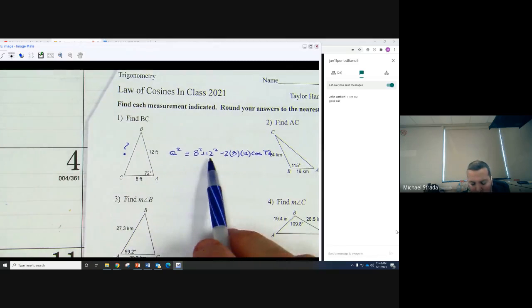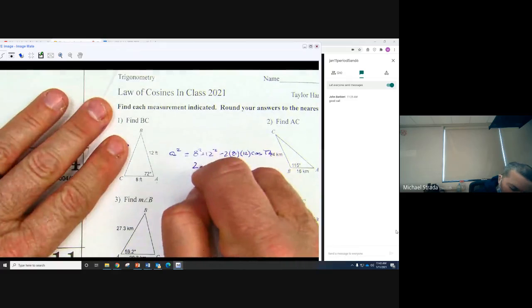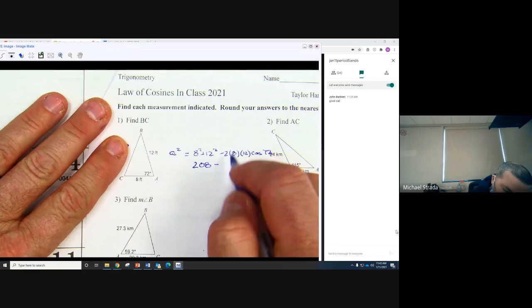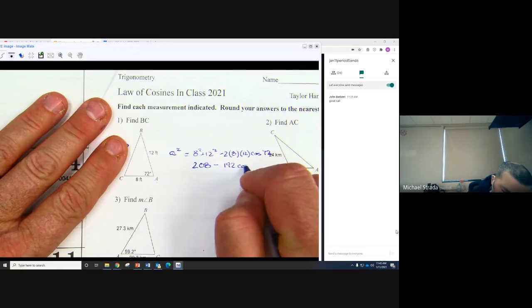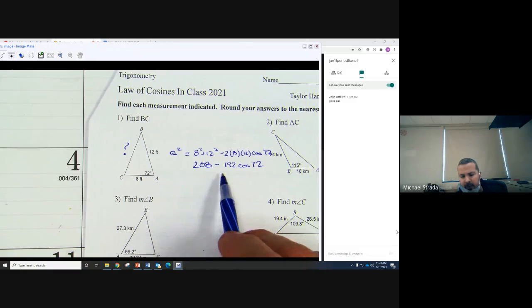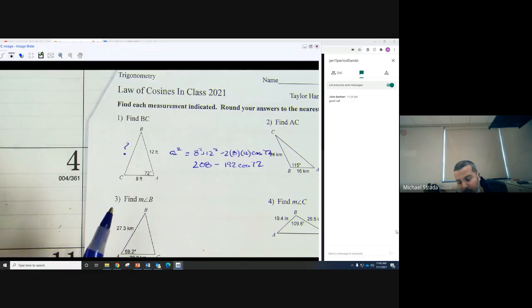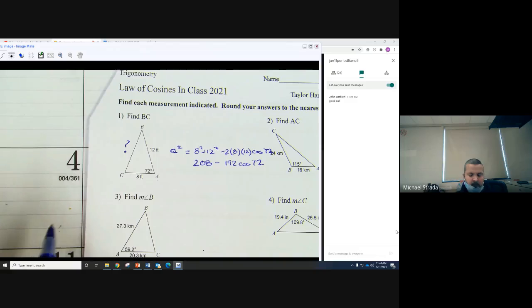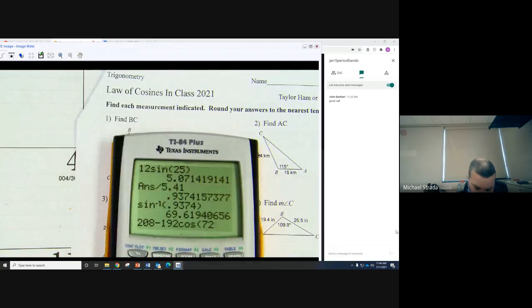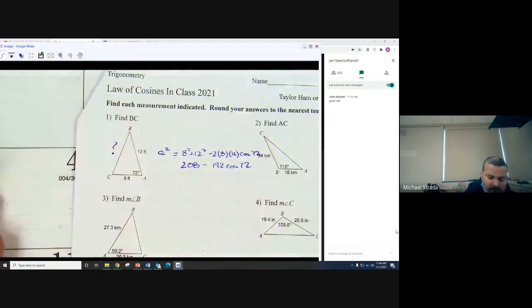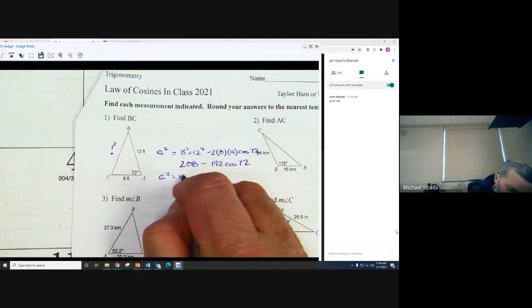8 squared is 64, 12 squared is 144. Add them up and you get 208. 8 times 12 is 96. 96 times 2 is 192. Cosine 72. I use my calculator to do 208 minus 192 cosine 72, like such. And I get 148.67. A squared equals 148.67.